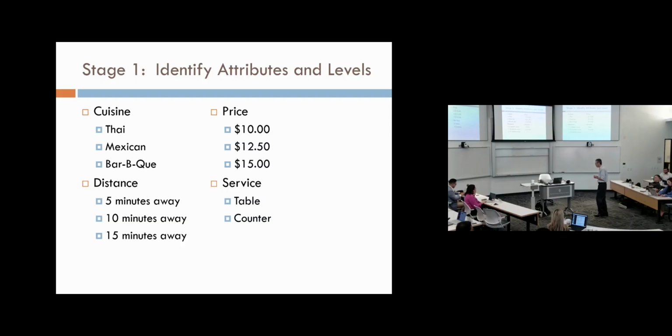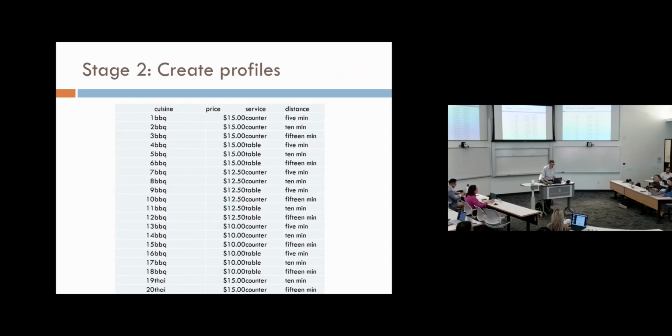We'll see. Okay, so let me move forward on this, keeping track of time. After I have got my attributes and my levels, I'm going to create all of the possible profiles. If I've got a 3 by 3 by 3 by 2 design, 3 attribute levels of cuisine, 3 of price, 3 of distance, and 2 of service, how many possible combinations are there?